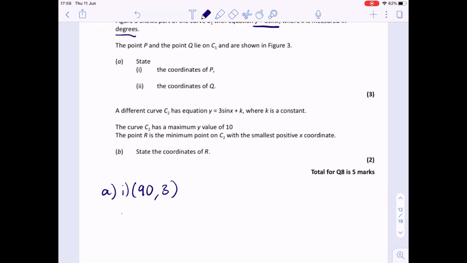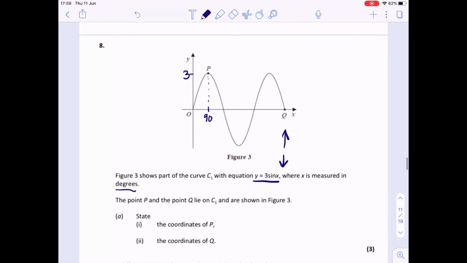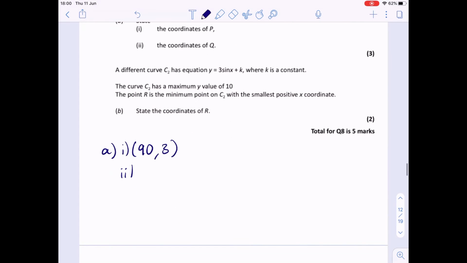And that's part 1. And for part 2, what are the coordinates of Q? Well, remember it's one full cycle to get back to where we started, so that's 360 degrees, and then we've got another 180 degrees to get to Q, so that's going to be 540 altogether. So the coordinates will be 540, 0.